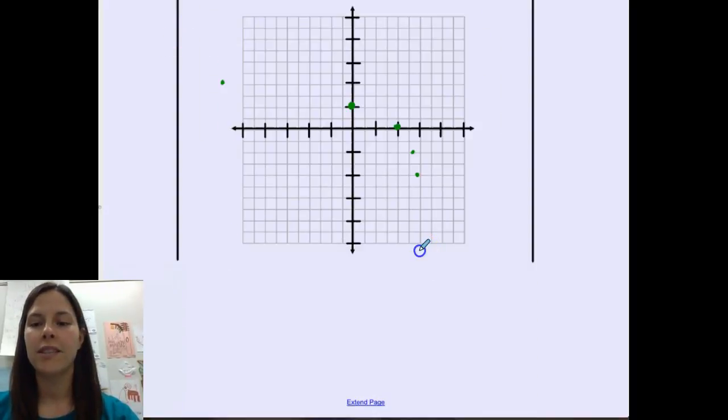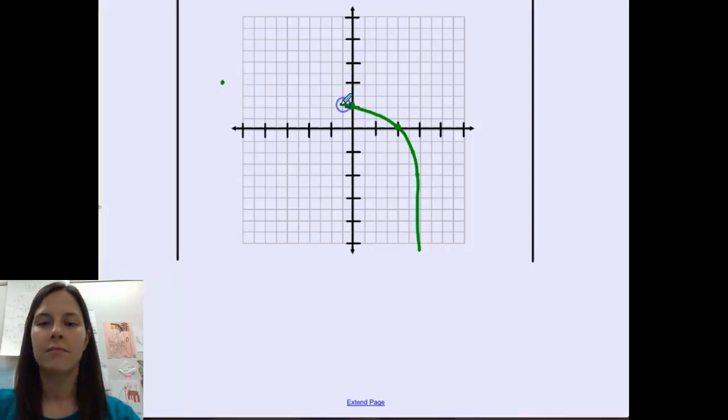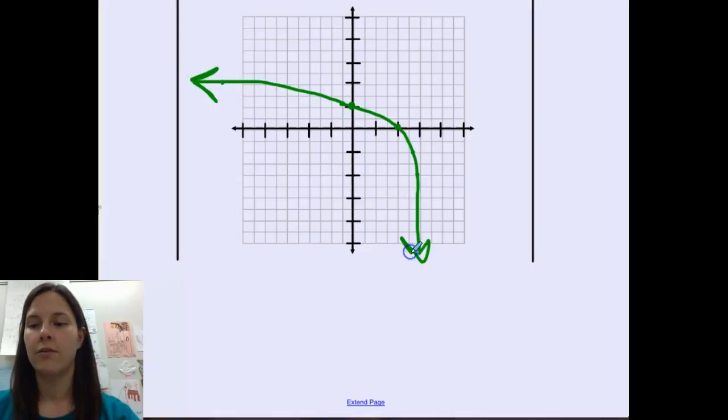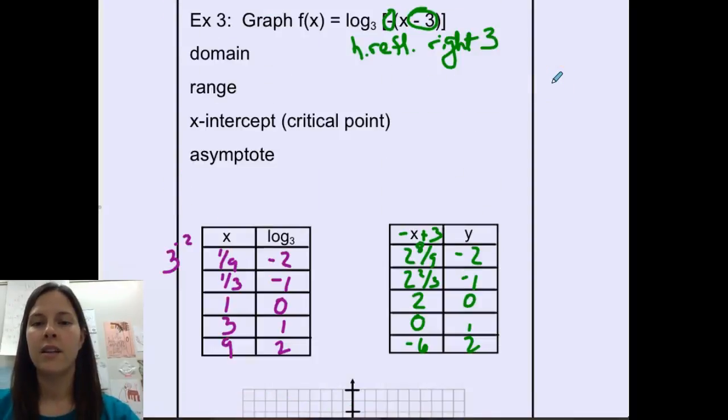Remember, log functions have a vertical asymptote. So when you're sketching this, make sure you show that vertical asymptote in your graph. Going back up to fill in those details.